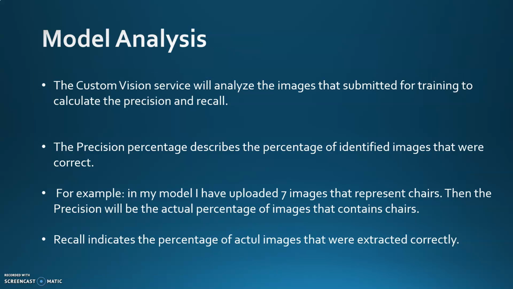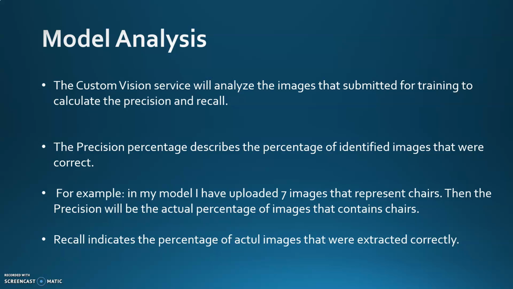In our model analysis, the precision percentage describes the percentage of identified images that were correct. So Microsoft Azure has identified the images that we inserted as input. For example, in our case, we have uploaded 7 images that represent specific objects: the chair has 7 images, the bed has 7 images, and the table also has 7 images.